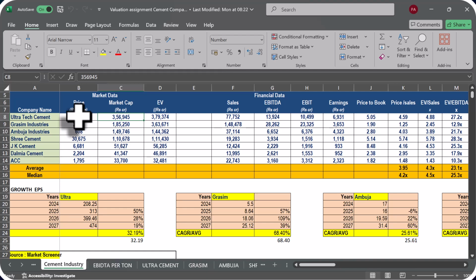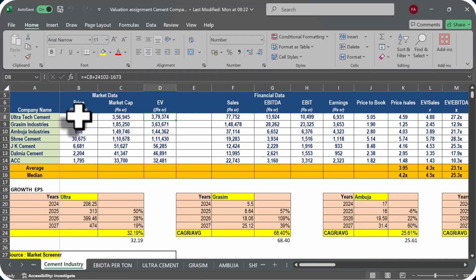Then we have the market cap. The market cap is again coming from screener. That means the total value of the shares of the company: the share price multiplied by the total number of shares which the company has issued. That's called the market cap. So it's the value of a company in terms of shareholders' value. Then we have EV, which is the total valuation of the company, which includes debt also.